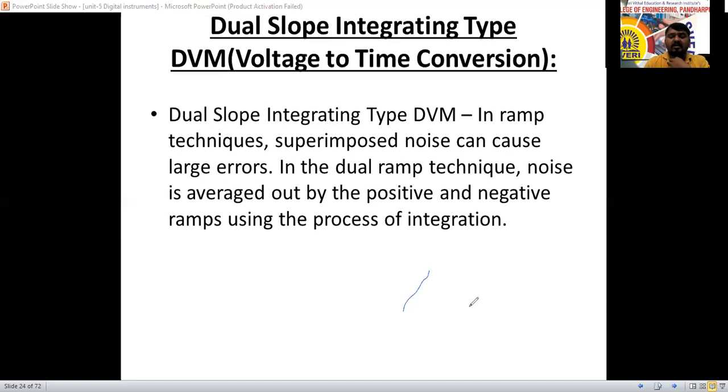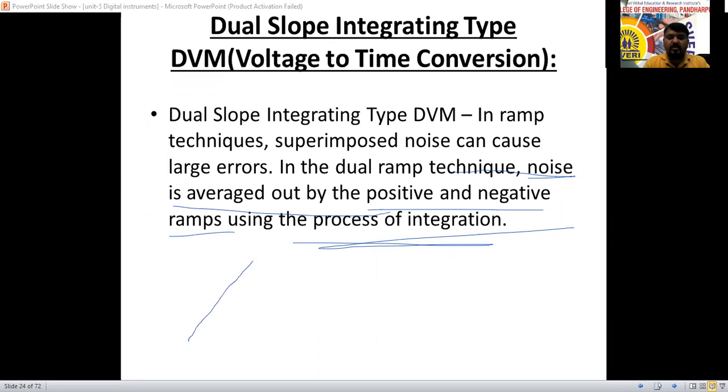With positive and negative, it is going to be addition, and we will discuss that system with the diagram. Because of this noise, errors are produced. To avoid that noise, we average out the positive and negative ramps using the process of integration. The same integration process is used here. For the charging we use positive supply, and for discharging we do not use the capacitor here; only the supply is changed. For the positive and negative, it should discharge like that in this system. Now I will show that.